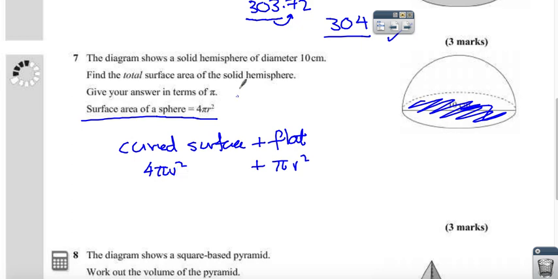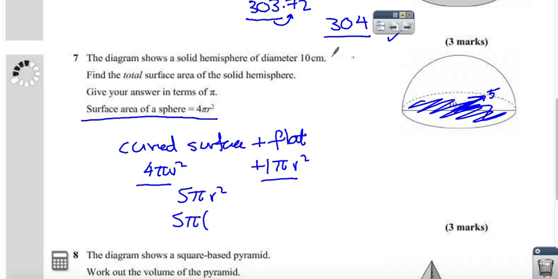If I work out what these are, it tells me the diameter is 10, and if the diameter is 10, it means the radius must have been 5. So it's 4 pi r squared plus pi r squared. In total, that would make 5 pi r squared, because I'm adding 4 and 1 together. There's a 1 there. R is 5, so it's 5 times pi times r squared.